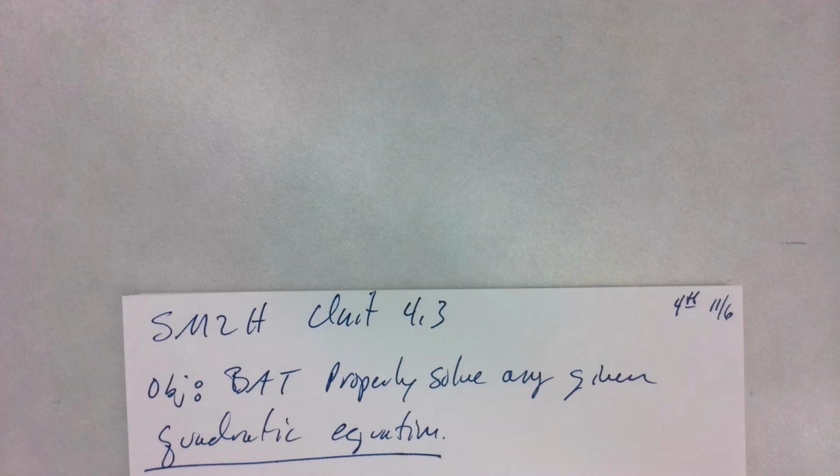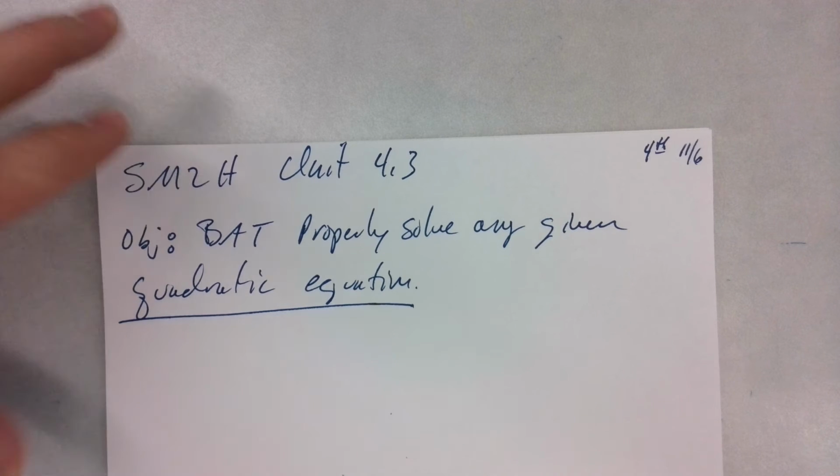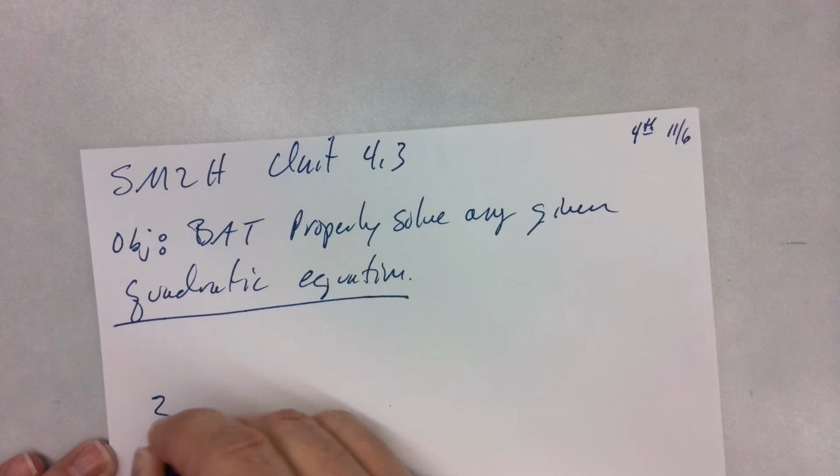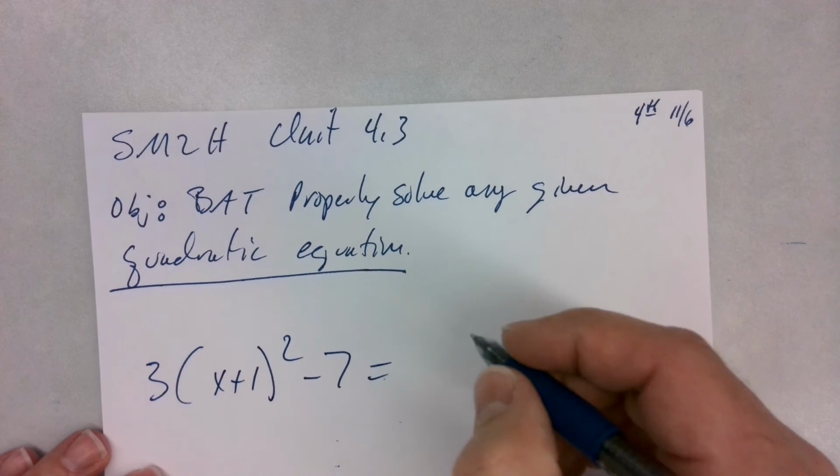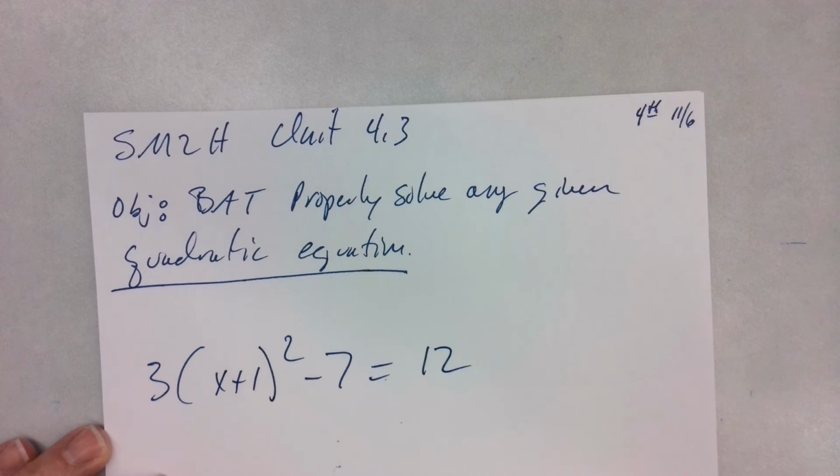And the key, really, when we're done, is going to be to look at a problem and say, you know what? The best way to solve that is this. Because once you've done that, the rest is just a bunch of math, which you can learn. But it's determining the best way to solve it that's really most of the battle. So, what they're going to do is give you something like this. Let's say I've got 3 times (x plus 1) squared minus 7 equals 12.